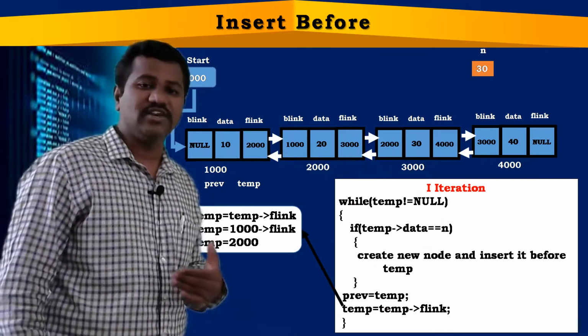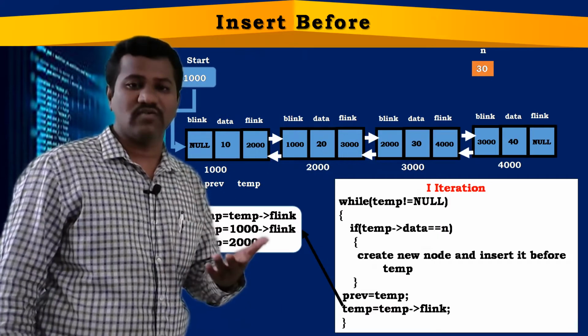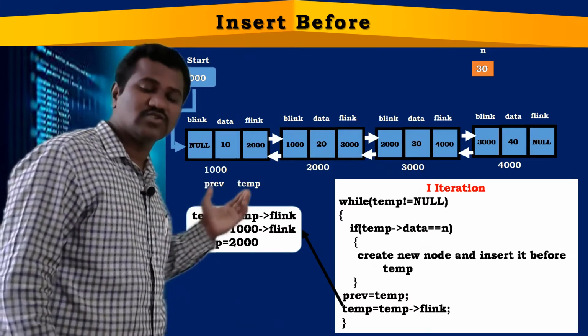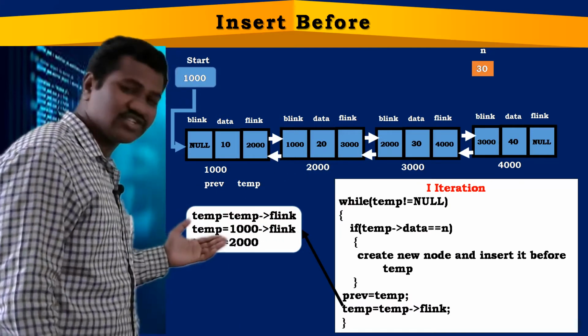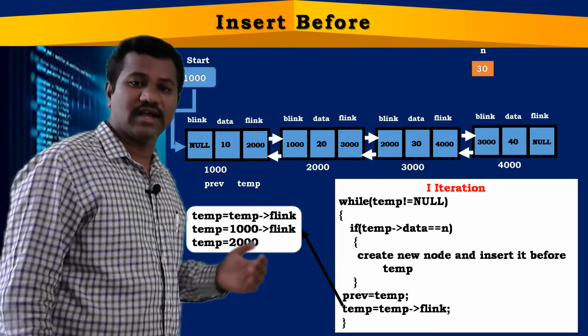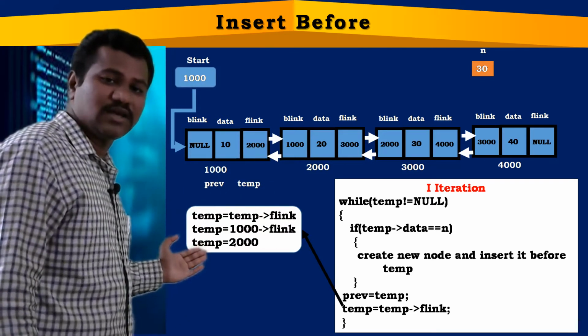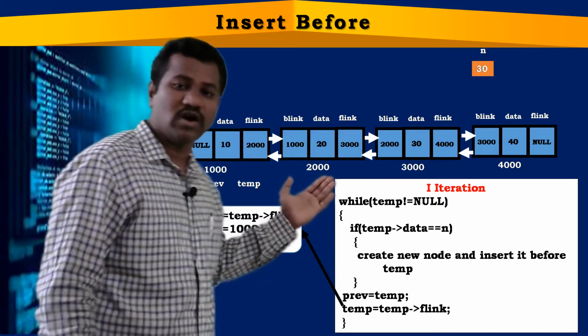Now what I need to do is compare the second node value, not compare, the second node data part. I'm making temp move from the first node to what? The second node with the help of this instruction. Temp is assigned with temp forward link. Temp forward link contains what? 2000. And 2000 has been stored in what? Temp. So your temp moves from this 1000 node to what?